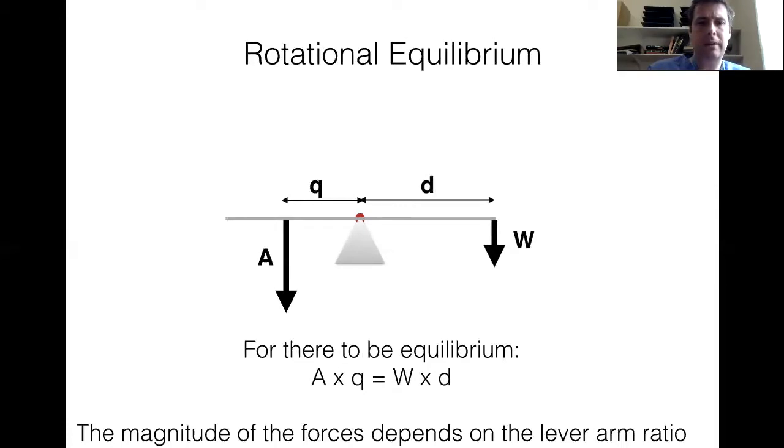And if we apply that force A at a distance of Q, in order for there to be rotational equilibrium, the moment clockwise, which is WD, has to equal the moment anti-clockwise, which is AQ. And we can see that if we maintain rotational equilibrium, the magnitude of the forces in the system are dependent on the lever arm ratio. Okay, and rotational equilibrium is the first step really when we start resolving forces in our free body diagram.